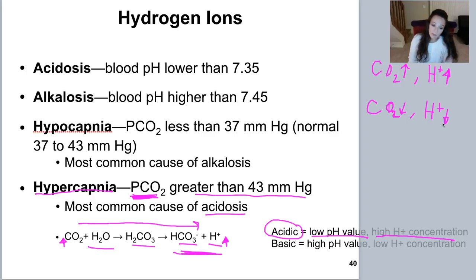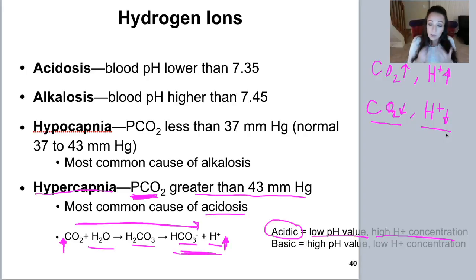So if our CO2 levels go up, hydrogen levels go up. We can see that right down here, right? When our CO2 levels increased, our equation shifted to the right, causing our hydrogen ion levels to increase. The opposite is also true. You can see it in the last example. When our CO2 levels were too low, that caused our hydrogen ion levels also to decrease.